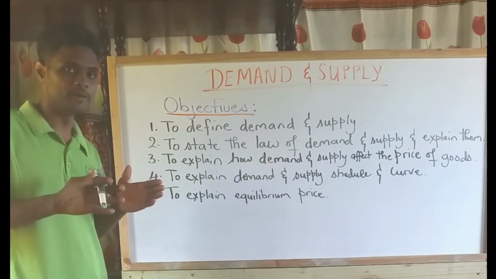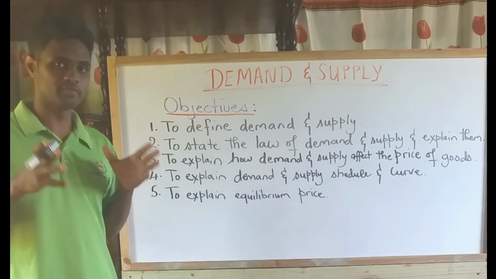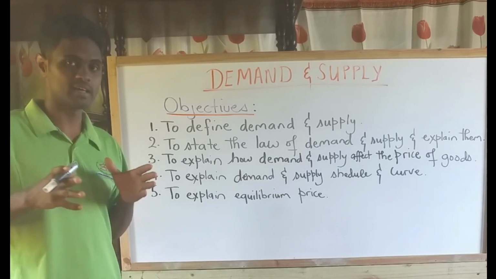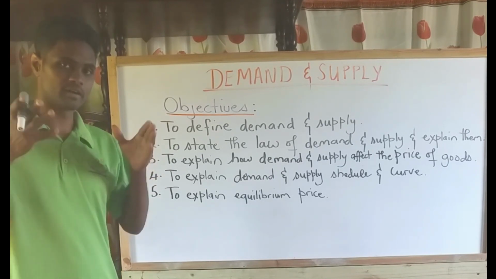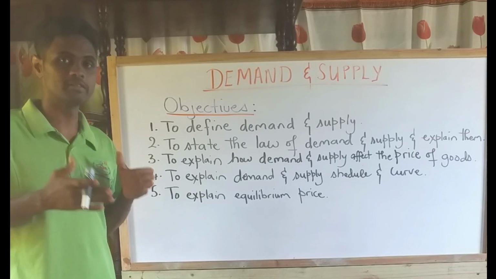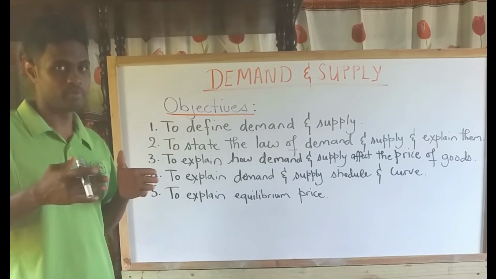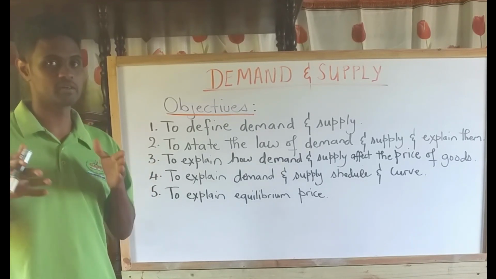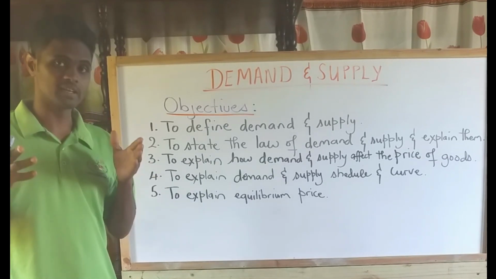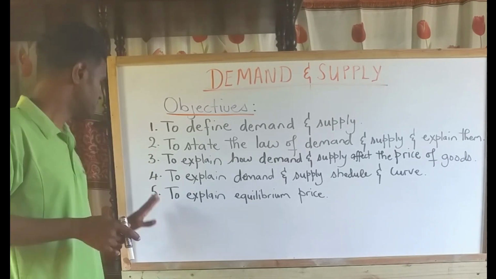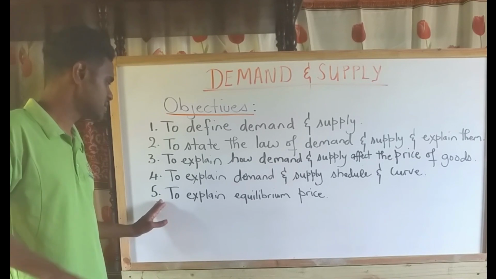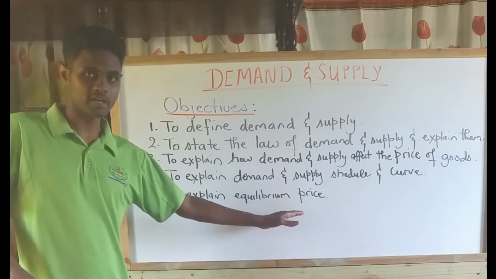And of course, when you plot all the demand information on a graph, we get a line, and we call that the demand curve. Same for supply. When we plot all that information on a graph, we get a specific line, so we call that the supply curve. Objective number five, last but not least, to explain equilibrium price.